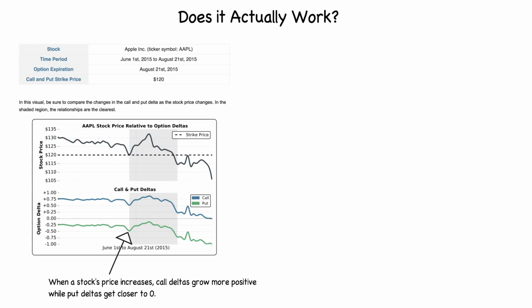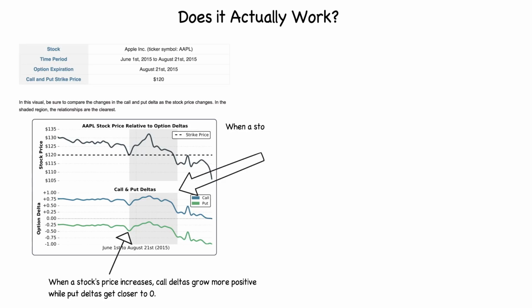Now again, if we think in terms of probabilities, the increase in the stock price from 120 to 133 results in a significantly higher probability of the 120 call expiring in the money, since the stock price is $13 above the strike price, and the put option's delta goes towards 0 because the put option has a significantly lower probability of expiring in the money, since the 120 put is now $13 out of the money.